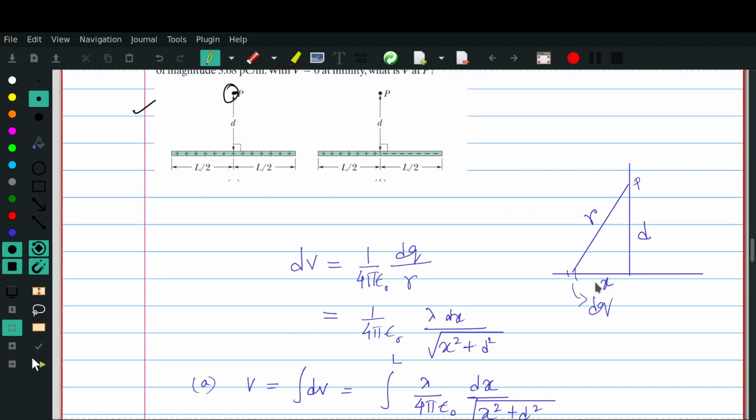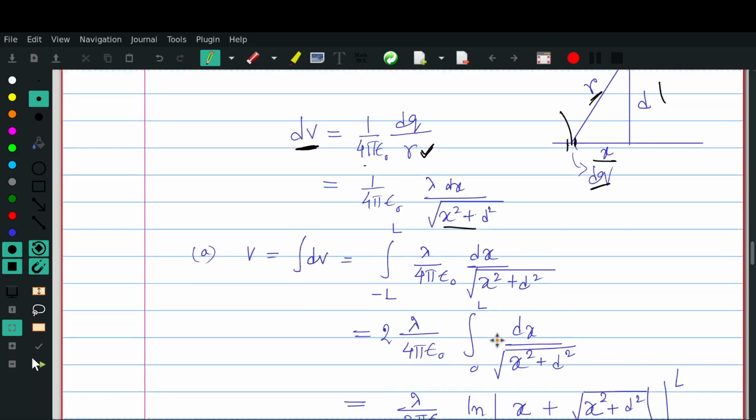So assume that this is our rod, the non-conducting rod, and assume that there is this element which we are calling dq. For this dq, at this point P there will be a potential dV generated, right? How do we write this? We just write 1 by 4 pi epsilon 0 times dq by r, where r is given by the Pythagoras theorem, the square root of x square plus d square.